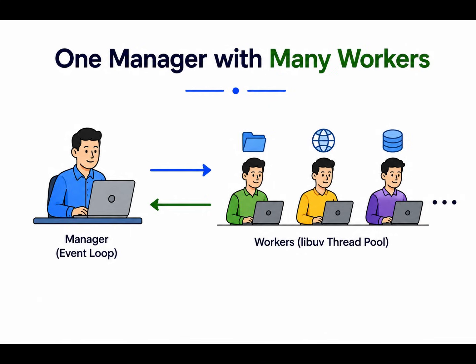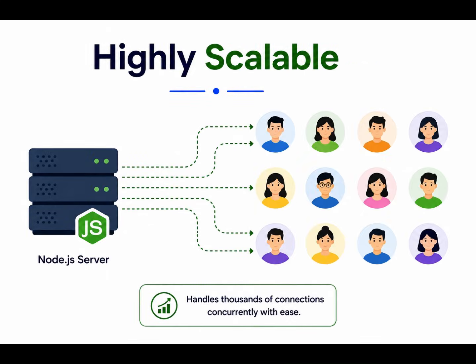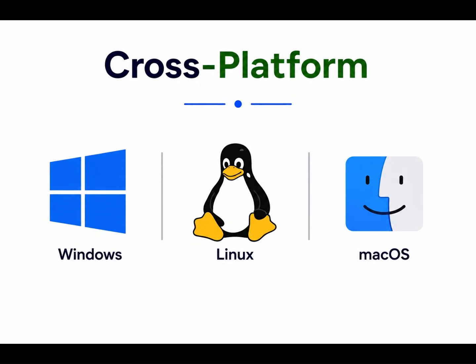Single-threaded. Node.js uses one main thread along with the event loop to manage multiple operations efficiently. Imagine one manager coordinating with many workers efficiently instead of doing every task alone. Highly scalable. Node.js can efficiently handle thousands of users at the same time, making it suitable for modern web applications. Node.js can run on Windows, Linux, and macOS, so developers can build applications regardless of their operating systems.